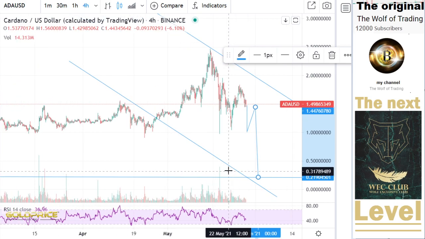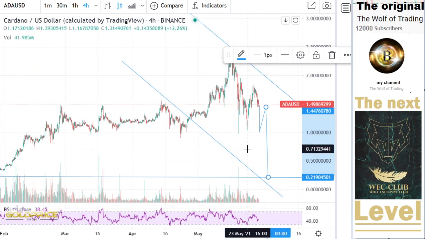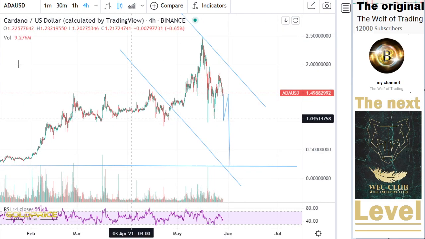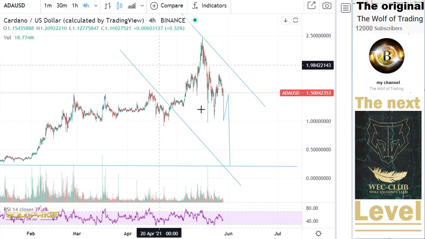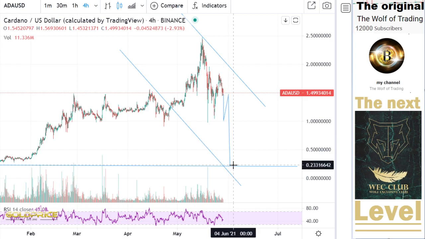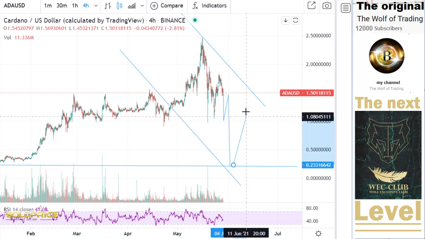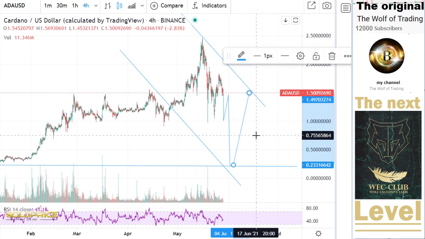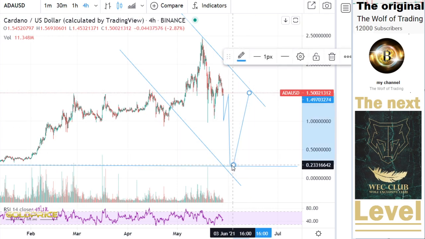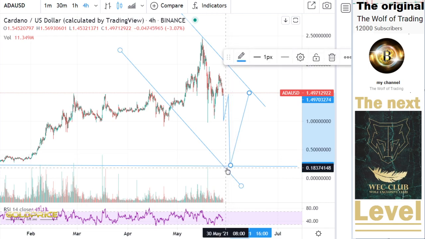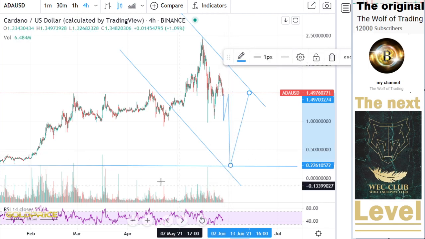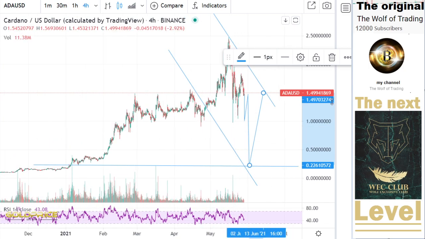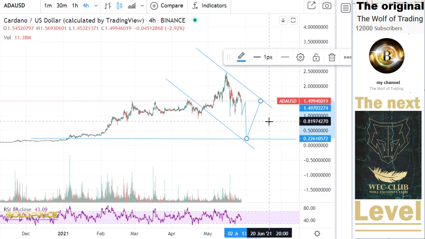But you do not have the possibility to buy at this area because we will get a quick crash here. That means the price will go again to $1.50. So maybe you have the last opportunity to buy at 20 cents, but this is no financial advice. It's only to explain to you that we are still in a negative trend.